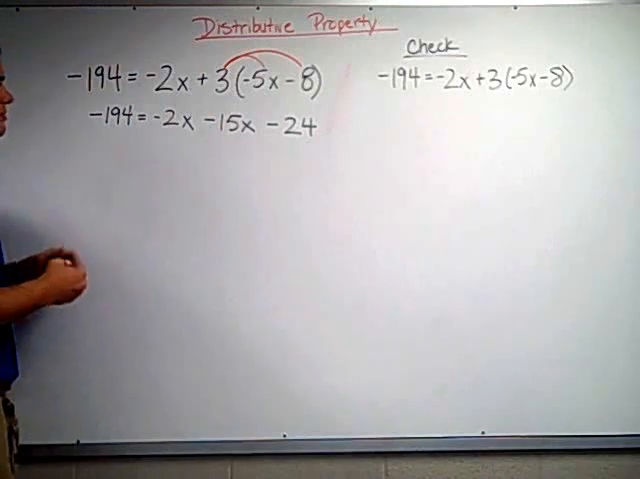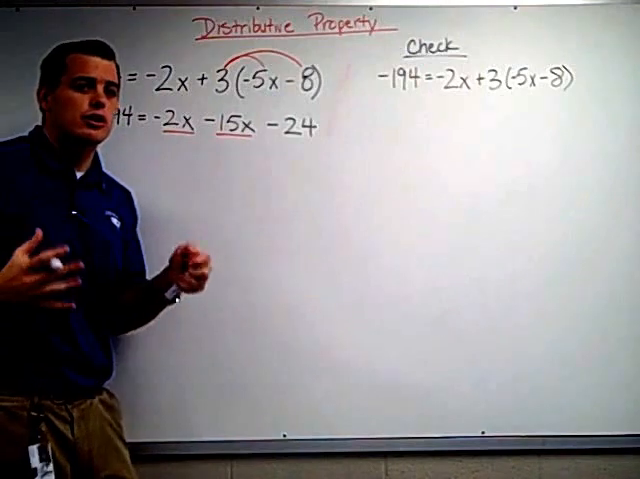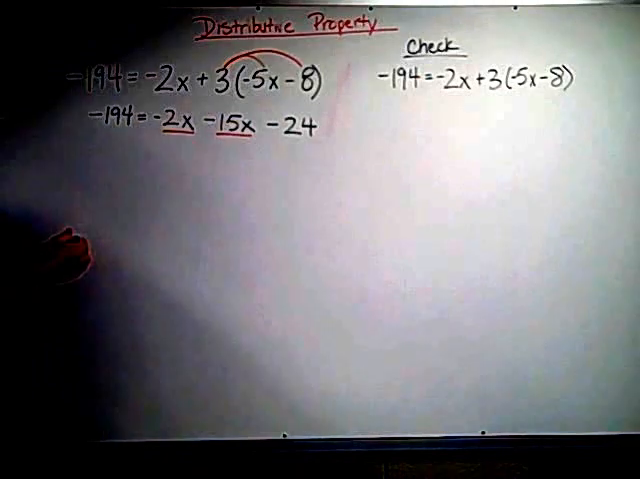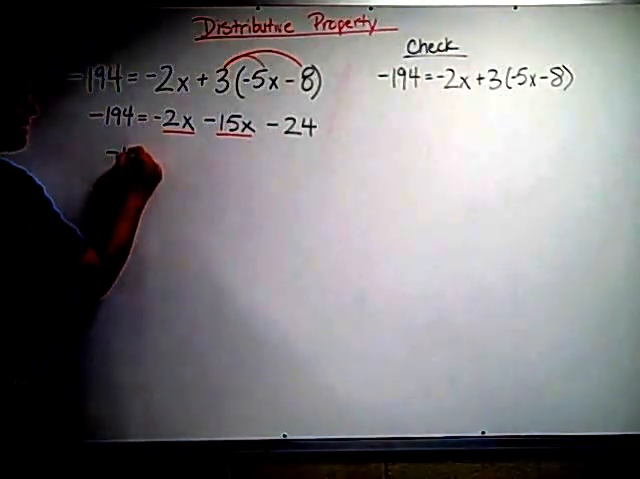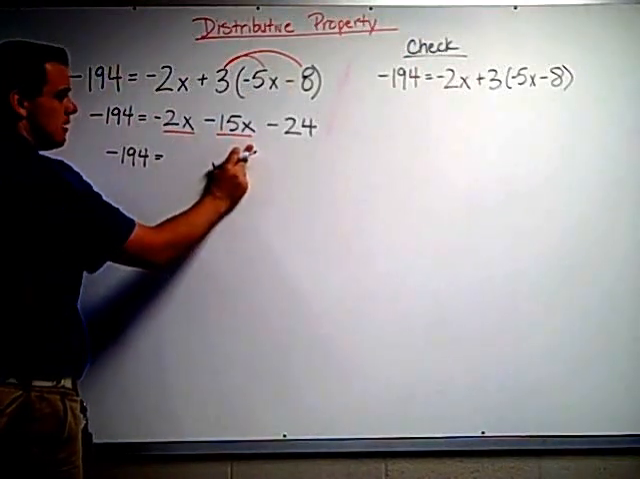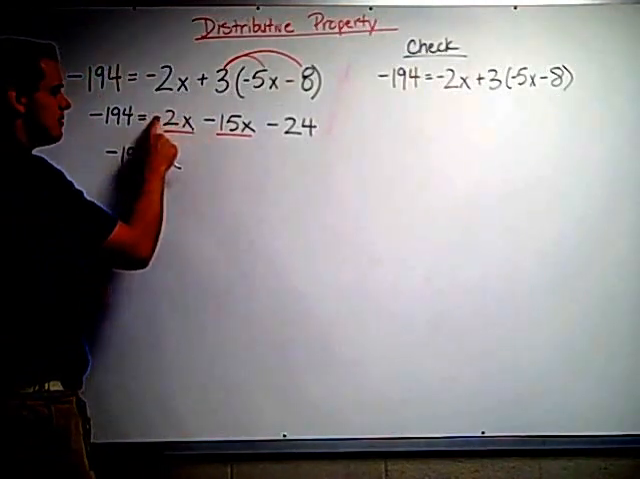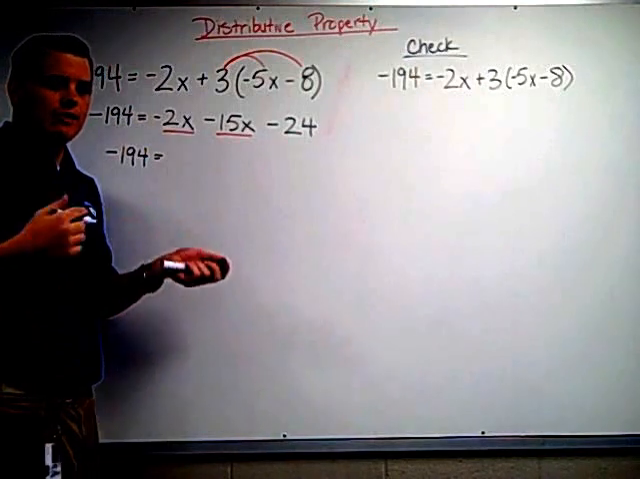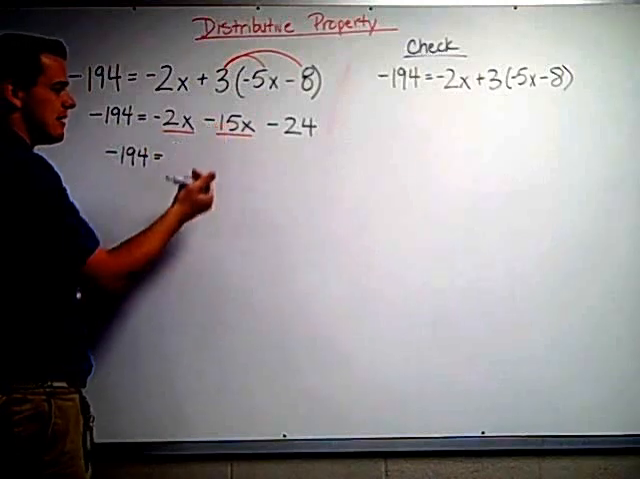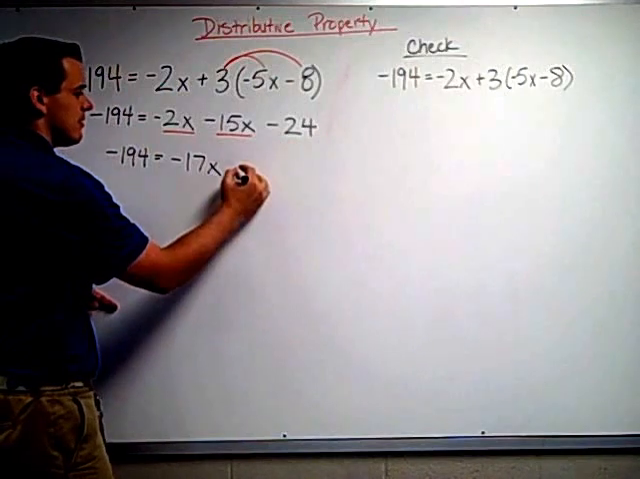Well, I have some like terms here with negative 2x and negative 15x. So anytime you have like terms on one side, combine those like terms. So my third line would read negative 194 is equal to negative 2x minus 15x. Now, if we know a little secret, when signs are alike, and these signs are both negative, we add. Take the sign of the bigger number. So 2 plus 15 is 17. The bigger number is 15, and it's negative. So our answer there is negative 17x. Then we bring down the minus 24.